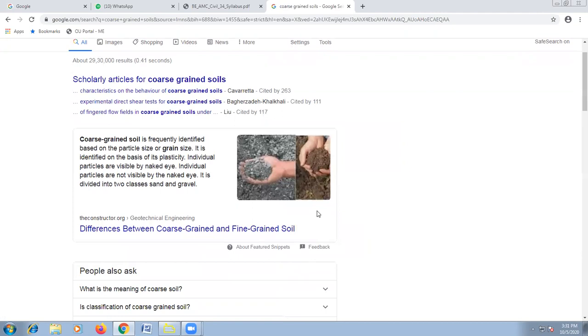They are identified on the basis of particle size. Suppose you have soil particles and more than half of the total material by weight is larger than 75 micron sieve size, then we call them coarse grained.